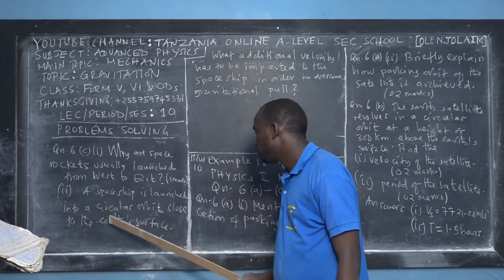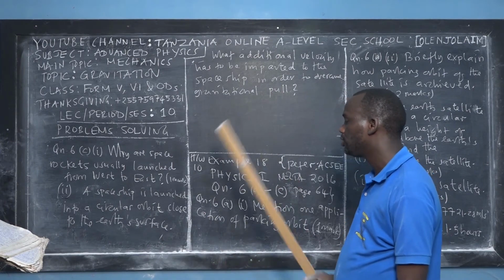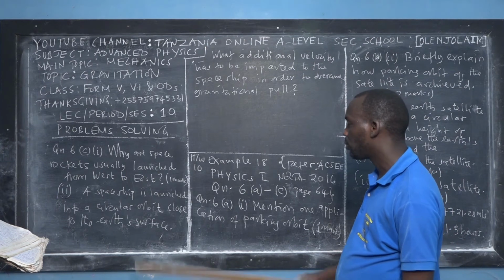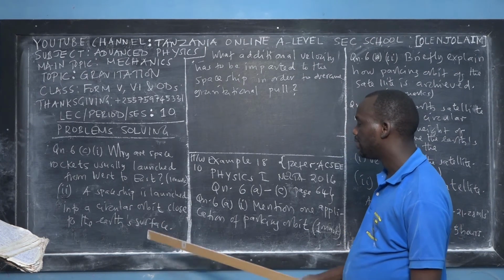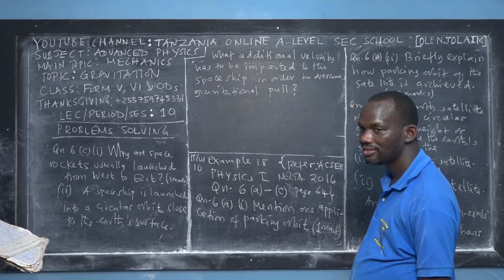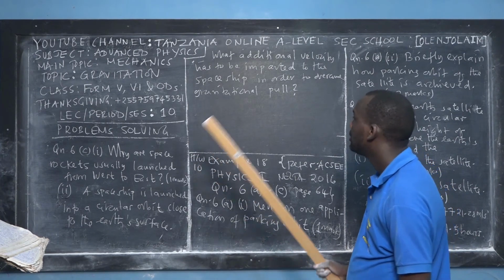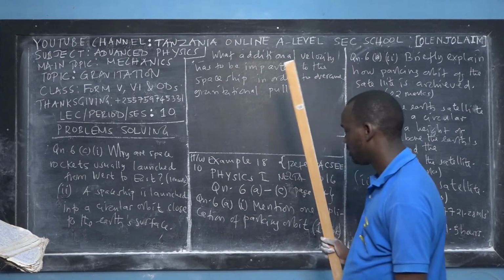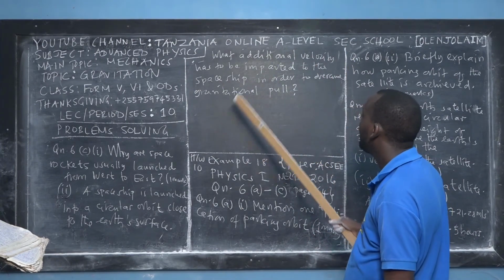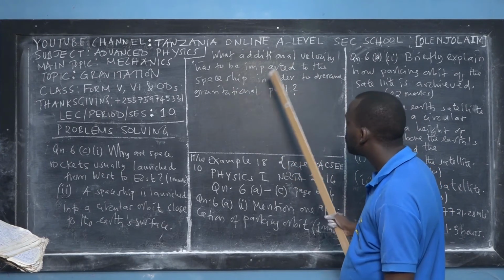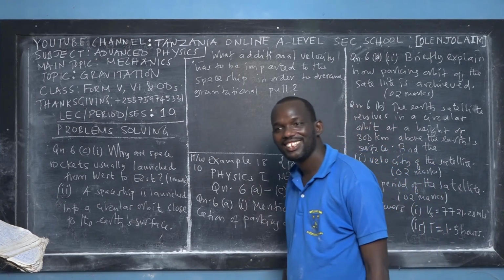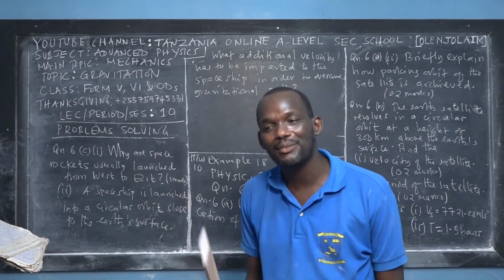A spaceship is launched into a circular orbit close to the Earth's surface. First of all, what does it mean? When we say close to the Earth's surface, it means that the radius of the orbit will be equal to the radius of the Earth. That's the meaning. Then, what additional velocity has to be imparted to the spaceship in order to overcome gravitational pull? The question is asking me about escape velocity.